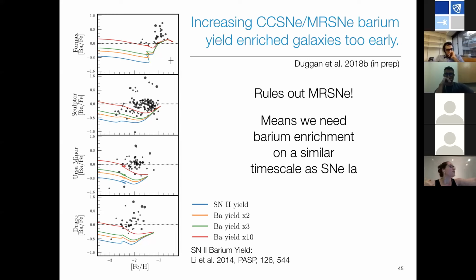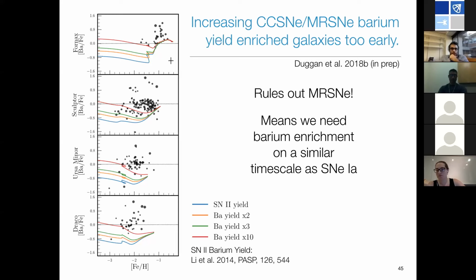Because even for Sculptor, if we pumped it up by an additional factor of 5, we have a bunch of stars that are increasing, and it wouldn't match any of the stars below Fe/H of -2.